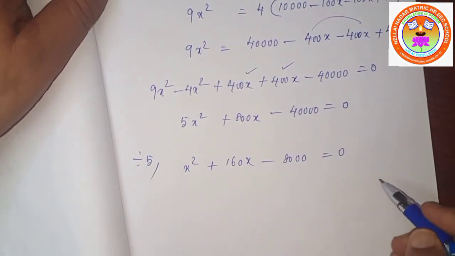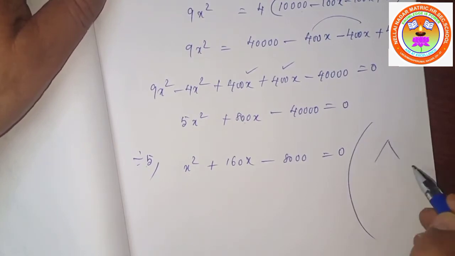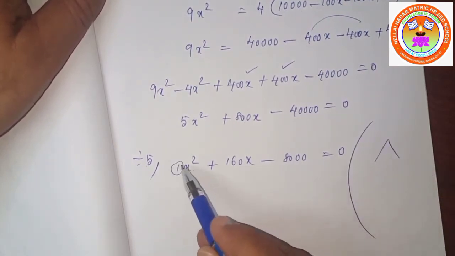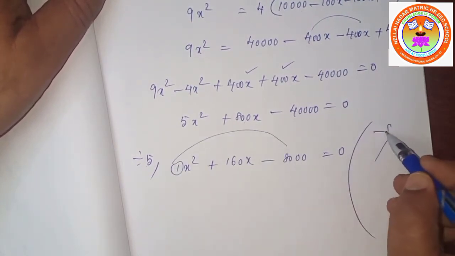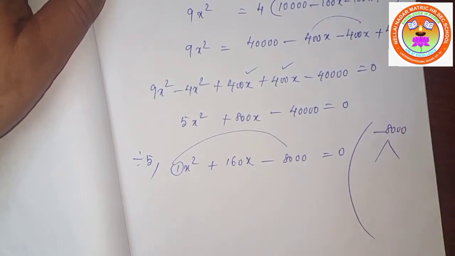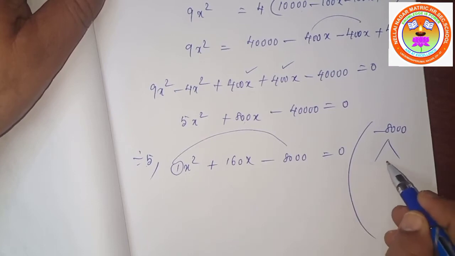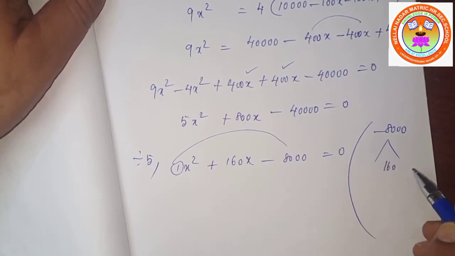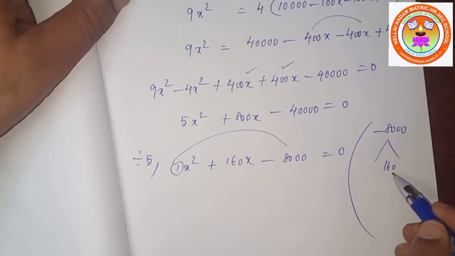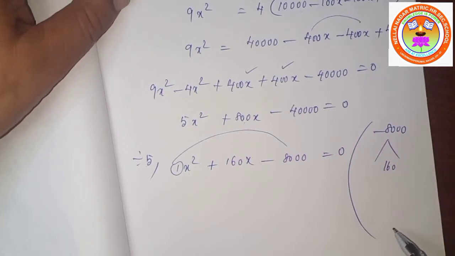Now we have to factorize. The coefficient of x squared equals 1. 1 into minus 8,000, minus 8,000. And here the coefficient of x is 160. The product of the two numbers equals 8,000 and the sum of the same two numbers equals 160. How to get them? I do it here.